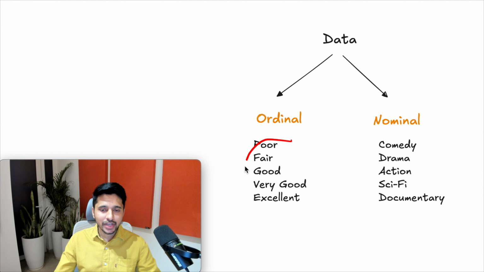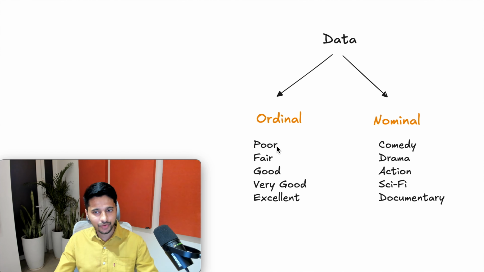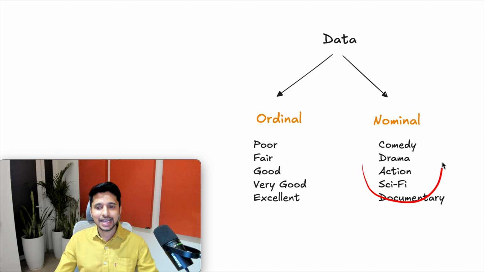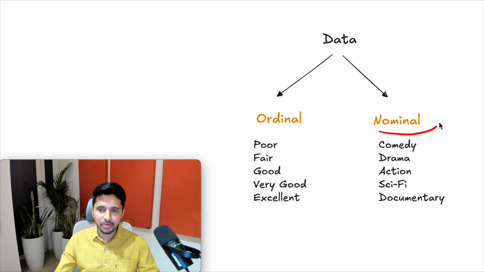Because of that we can give the numbering 1, 2, 3, 4, 5. But in the nominal data we don't have anything like that. We cannot say that documentary is greater than comedy, or action is greater than drama. The data in which we have some order or relationship is ordinal data, and when we don't have any relationship, we say it is nominal data.